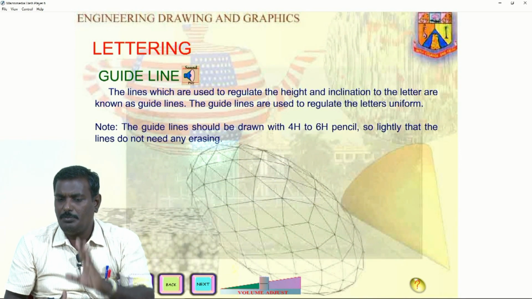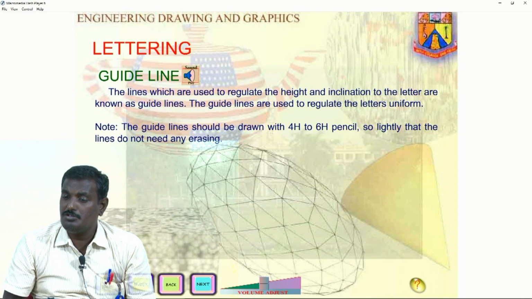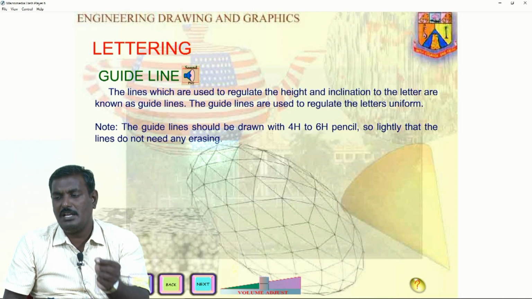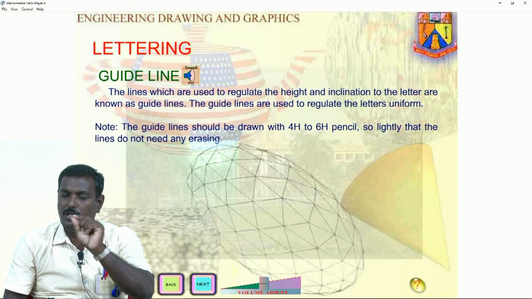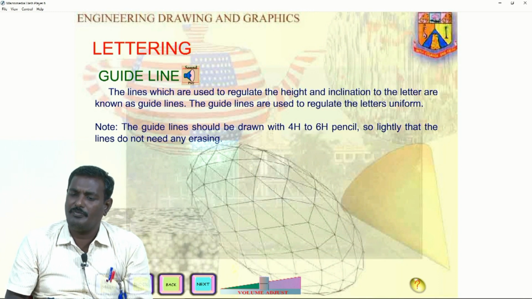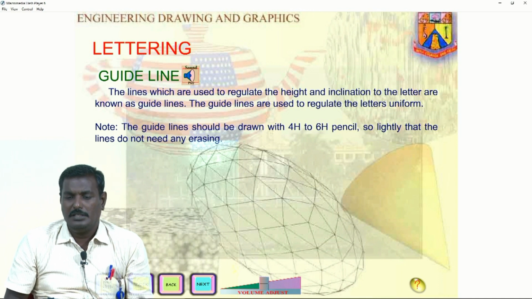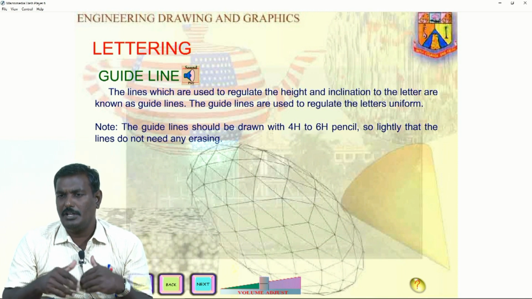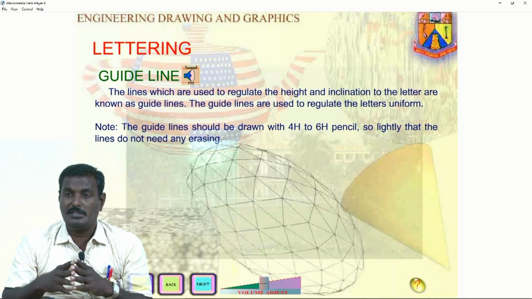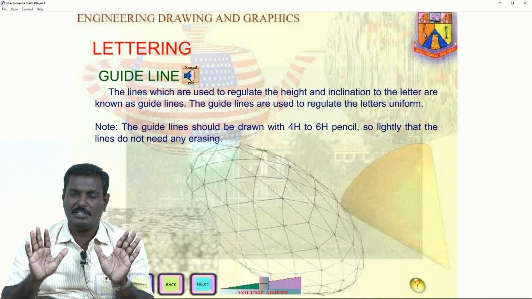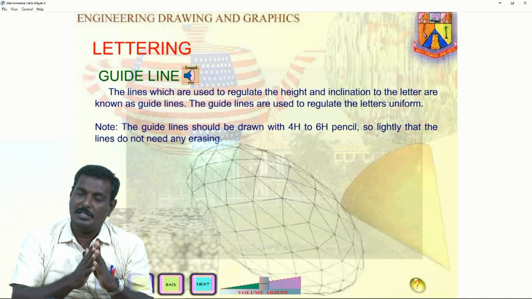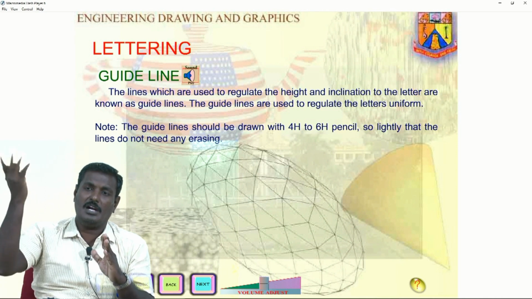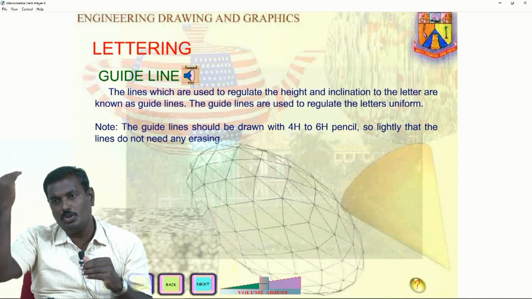Guideline, it is important. The lines which are used to regulate the height and inclination of the letters are known as guidelines, because they guide you. The guidelines are used to keep the letters uniform. The guidelines should be drawn with a 4H to 6H pencil, but normally we use a 2H pencil. They say 4H, but 2H is enough. 2H is hard, 4H is still harder, and 6H is harder still.